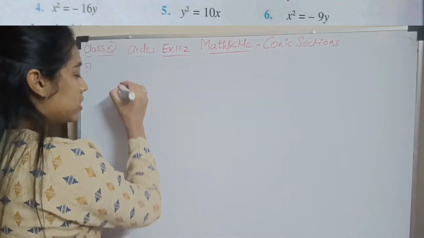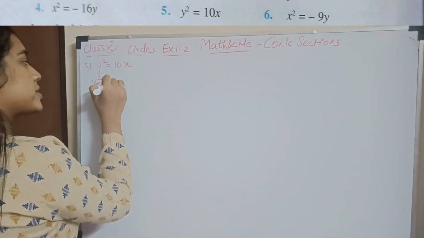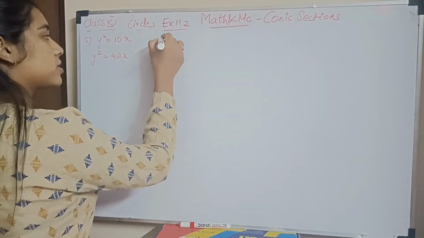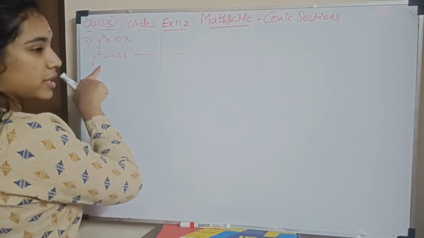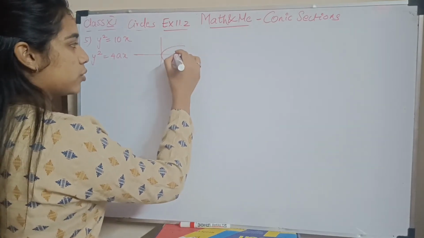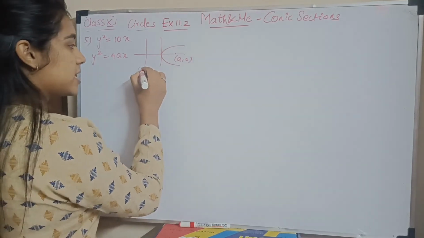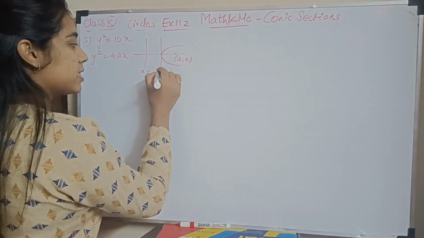Question number 5. Y square equals 10x. So this is of the form y square equals 4ax. So how does your parabola look like? Y square, so it's symmetric about the x-axis. You have a plus. So this is your parabola. What is your focus? A comma 0. What is your equation to the directrix? It's x equals minus a.